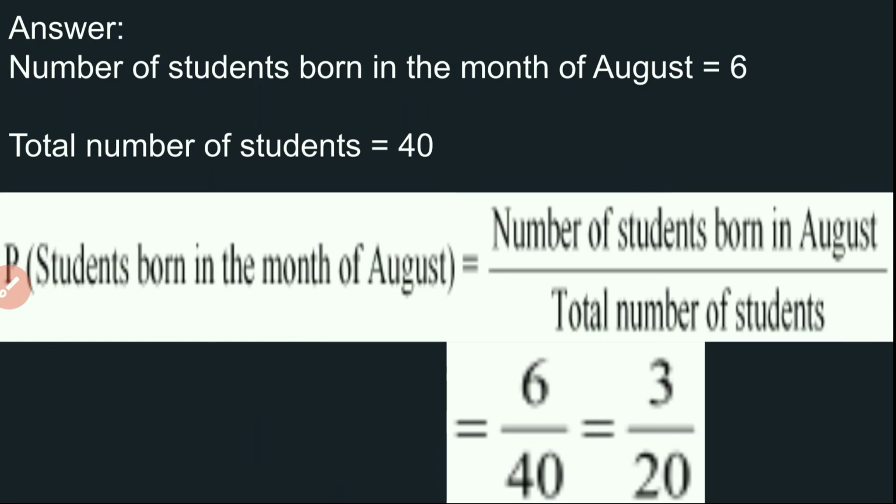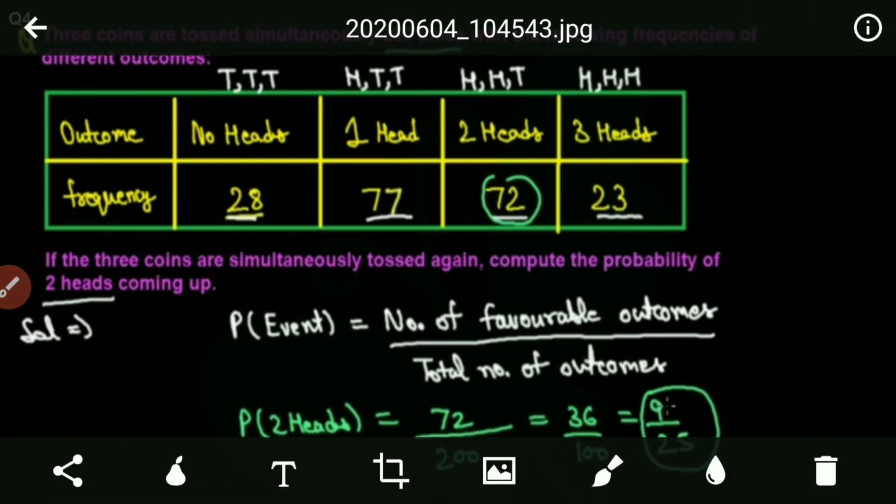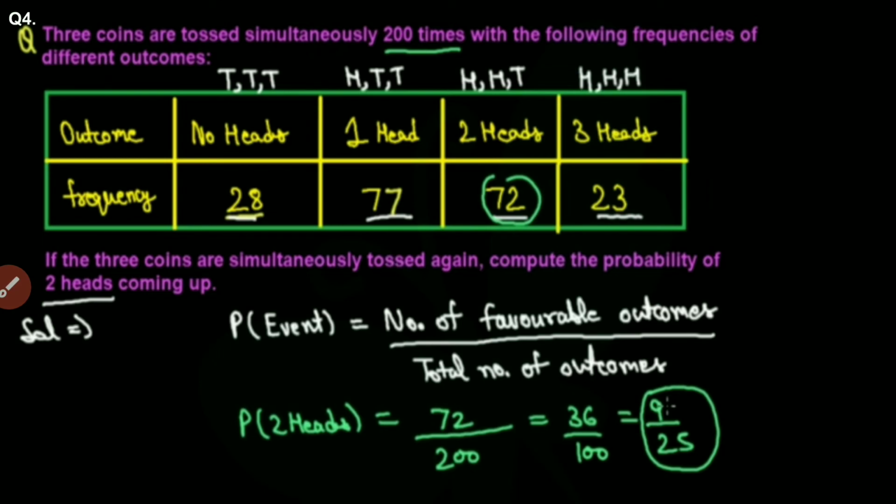Let's see the fourth example. Here the fourth example is very twisted, children. Three coins are tossed simultaneously, 200 times. The coins are tossed repeatedly 200 times as an experiment, and they have given the raw data of outcomes. If no head comes, it means all tails came, not a single head came.